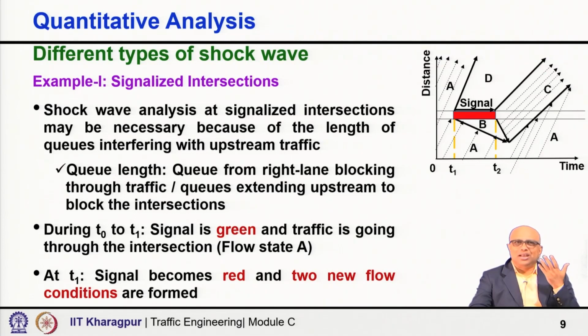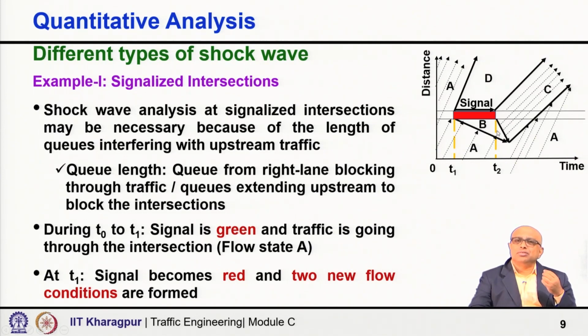Now, let us try to analyze different types of shock wave based on this quantitative analysis, taking reference first to a signalized intersection. The context is known. Vehicles are arriving during the green time, passing the stop line or the signal without stopping, without slowing down. So, flow condition A exists on both upstream and downstream of the signal or the stop line. Then the signal becomes red and therefore, a new traffic state B is created.